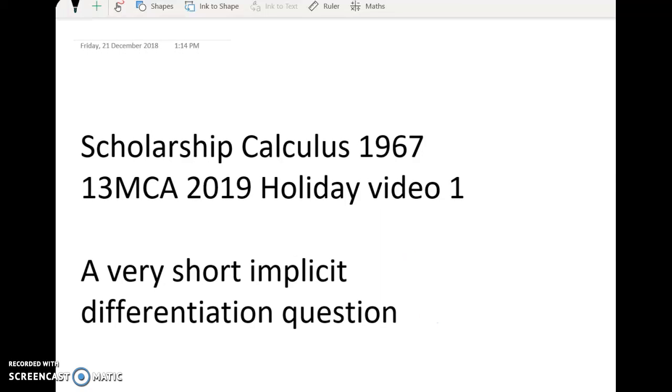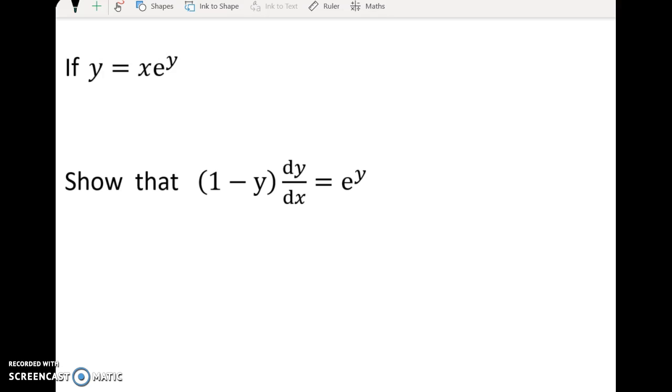This is an ancient scholarship calculus question from before I was born. It's a very short implicit differentiation question. So it's got the product rule in it and implicit. If you're watching this in this year's A-level class, you should find this reasonably slow. I'm going to try and make sure that you've understood how to link up the product rule and implicit.